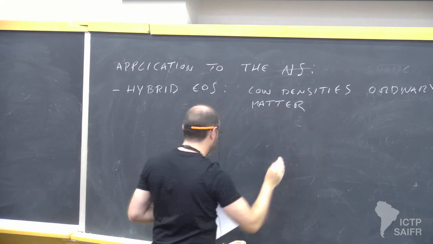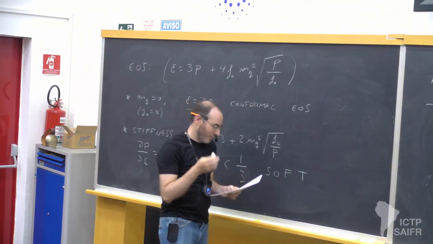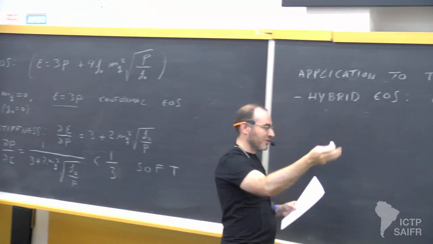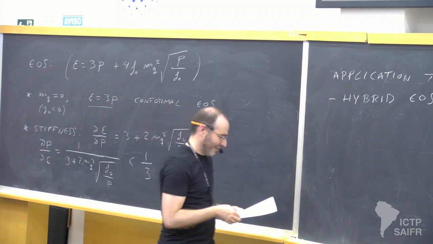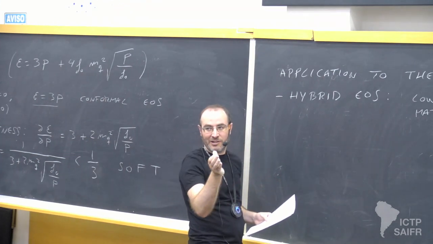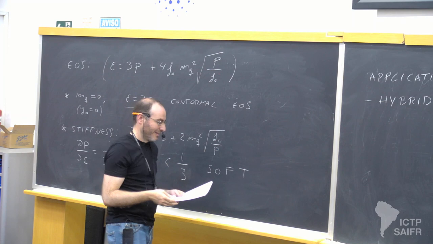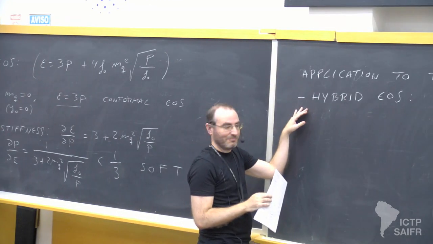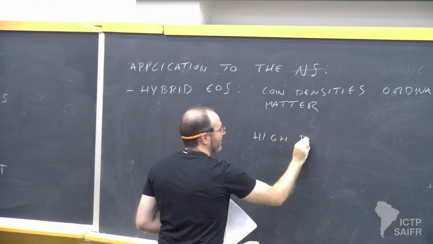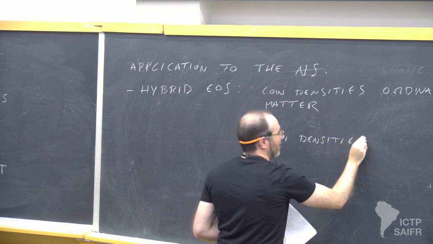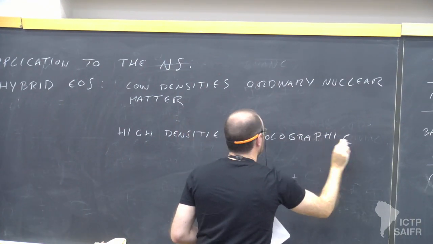Okay, so for densities below the saturation density, these are the ones you compute using effective theories or fit to experiments. And if the density goes above that, there are some extrapolations that people use using phenomenological models, and they are standard. So there is a whole family of these models. Some of them are softer, some of them are stiffer. So one can consider several of them and construct hybrid equations of state with those. Then at high densities, we will have the holographic quark matter.